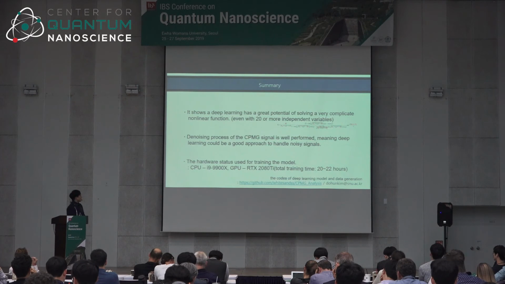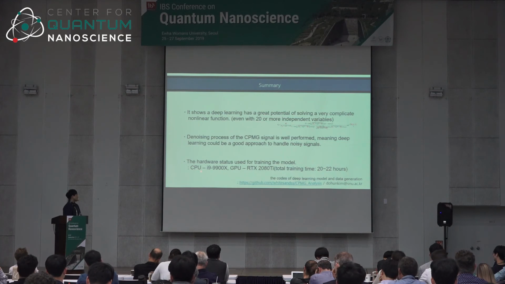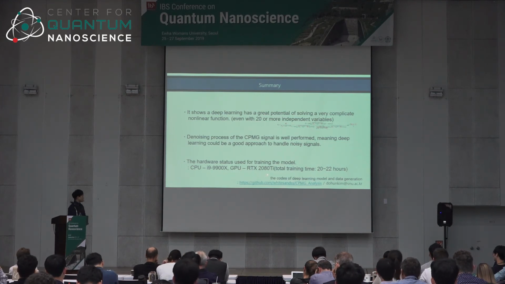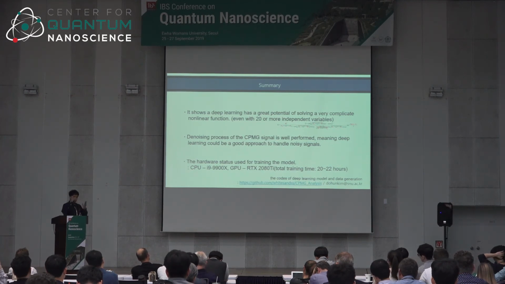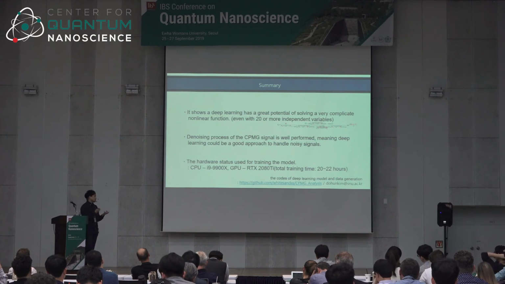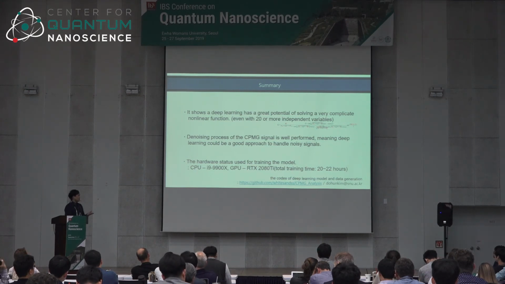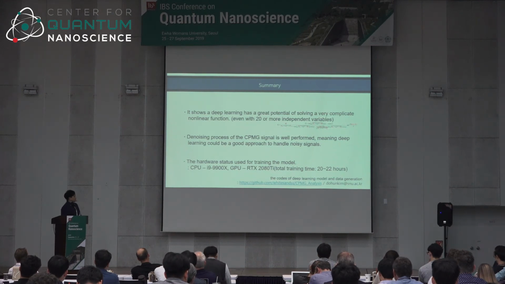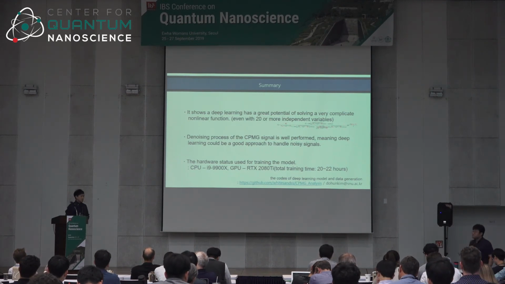As for the hardware, we use just one computer with an i9 and a GPU, an RTX 2080 Ti. The total run time depends on how many neural nets I used, but it is usually less than a day from data generation to the trained model. You can see the code here, and we are also willing to test any CPMG signals you have. If you have any concerns, contact here. And yes, this is the presentation for today.